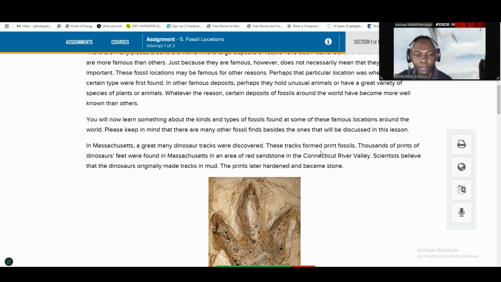These tracks formed print fossils. That's what you're to experience in your own project. Is that clear? Yeah.